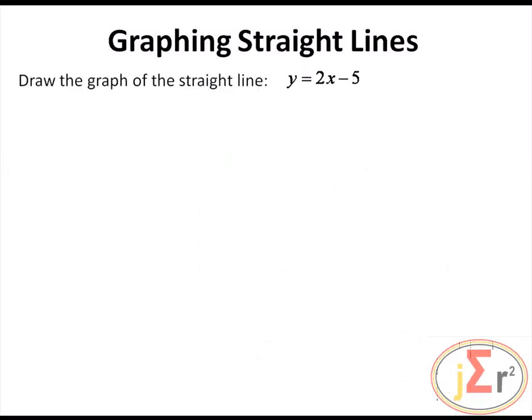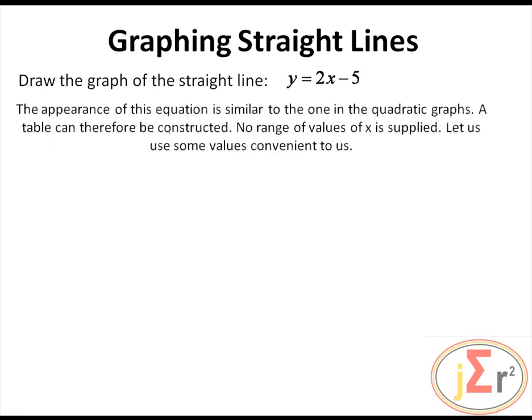Of course, we are continuing to graph straight lines, and now we have one, y is equal to 2x minus 5, which is the maximum level of difficulty with the exception of the fact that we may have a fractional coefficient of x and also fractions as our constant that we have there instead of a negative 5. The appearance of this equation is similar to the one in the quadratic graphs. The table can therefore be constructed. No range of values of x is supplied, so let us use some values convenient to us.